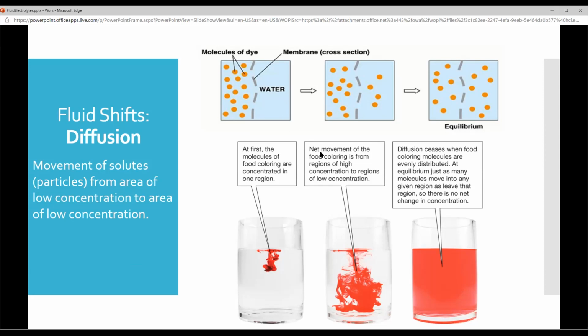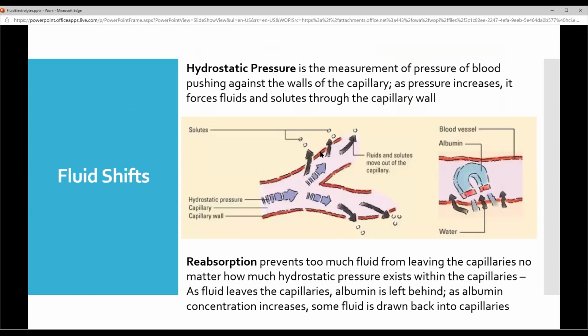For example, you see the food coloring, or if you make Kool-Aid, initially when you pour the water in, all that sugar and stuff might be at the bottom of the pitcher. But if you left that pitcher sitting long enough, the sugar is slowly going to dissolve and diffuse throughout the fluid to maintain equilibrium. Everybody got diffusion? All right.